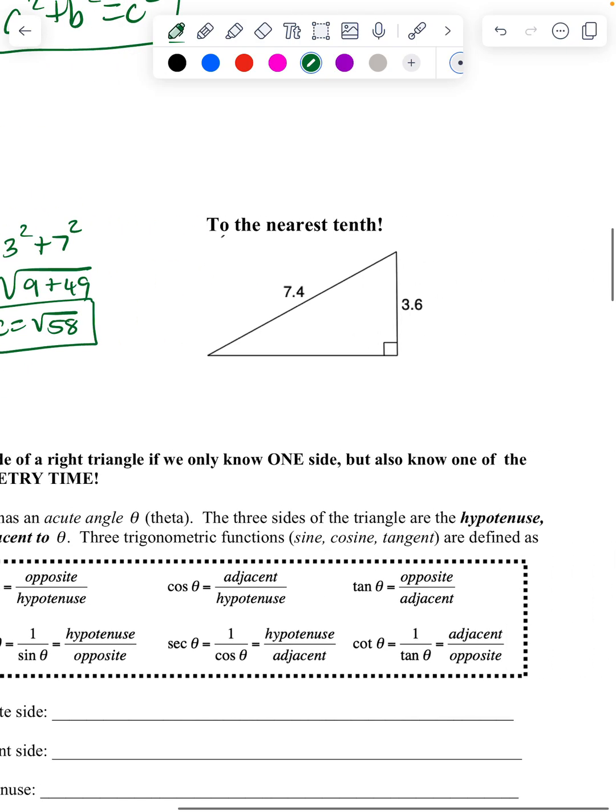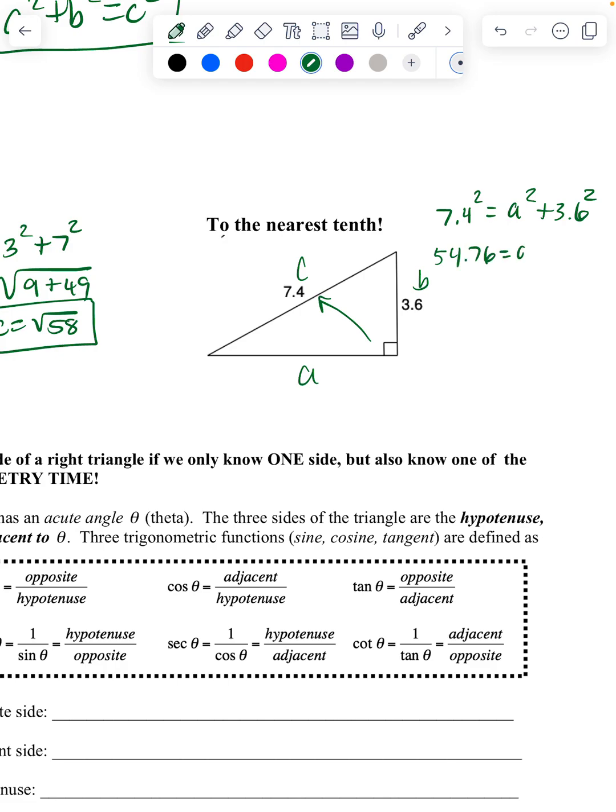Here, this one's a little different because this is my a, b, c. C is across from the 90, and so I actually know my c. So c squared is going to equal a squared plus b squared. So I do have to slow down here a little bit because I end up having to do some subtraction. So 7.4 squared is 54.76, and 3.6 squared is 12.96. So I'm going to get that over to the other side.